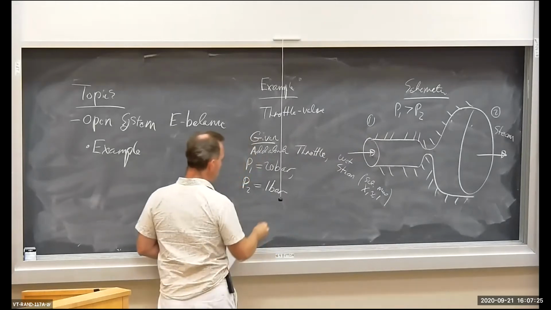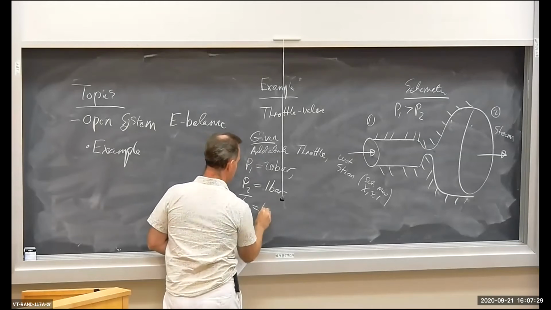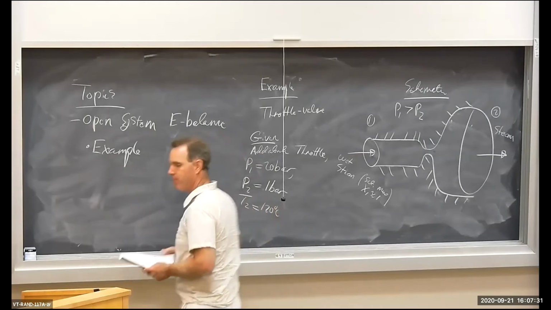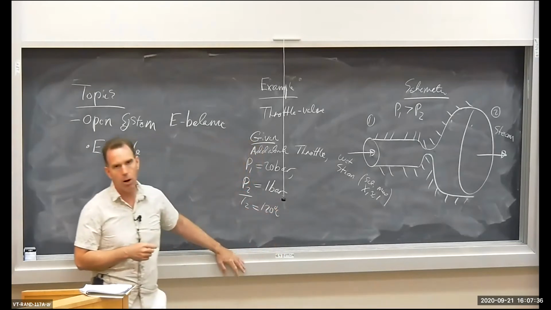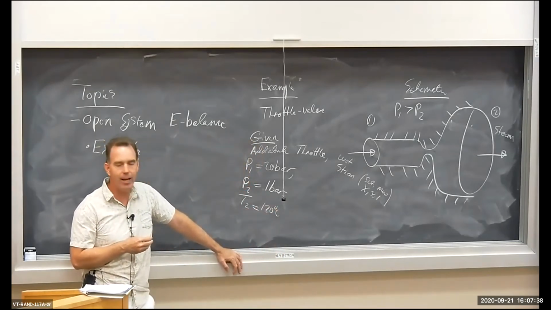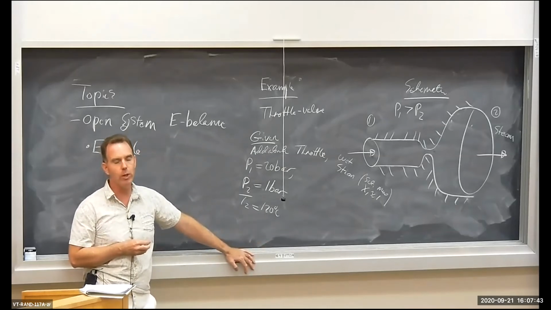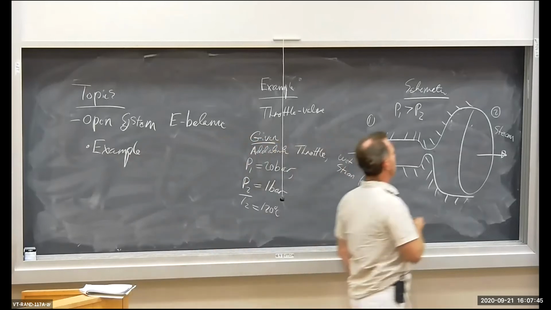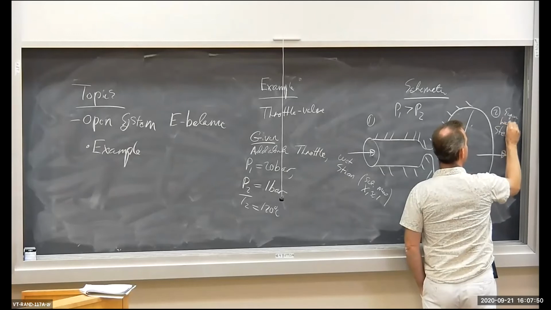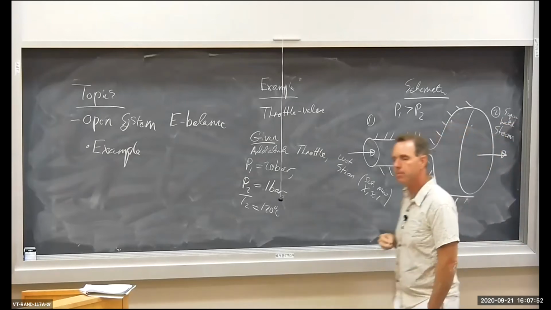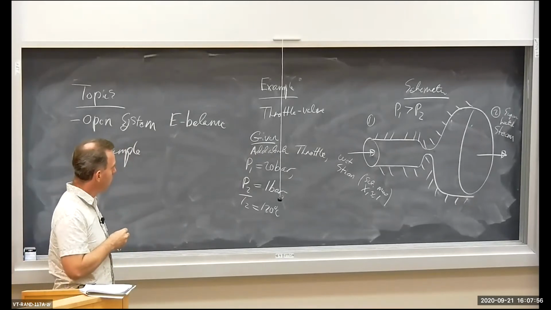The outlet temperature, T2, is 120 degrees C. By the way, the saturation temperature for 1 bar is about 99.9 degrees C. So we're above the saturation temperature, so we get a superheated steam. Superheated steam coming out, okay? Superheated steam.